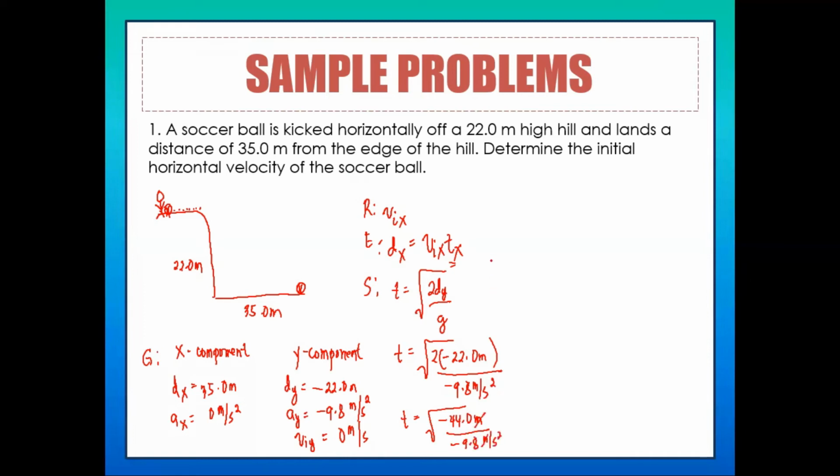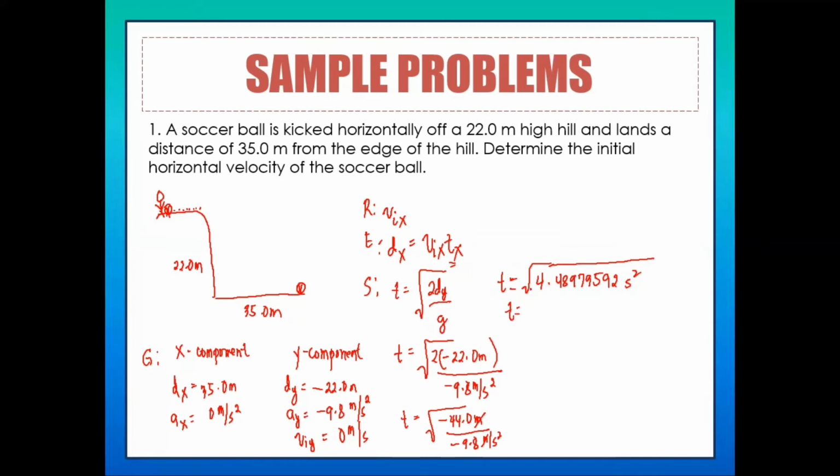Cancel similar units. The value of t natin, divide lang natin to. That gives you a positive value. So that is square root of 4.48979592 seconds squared. Hindi natin siya i-round off to 2 decimal places kasi hindi naman yan yung final answer pa. Okay? Get the square root of this value using your calculator.